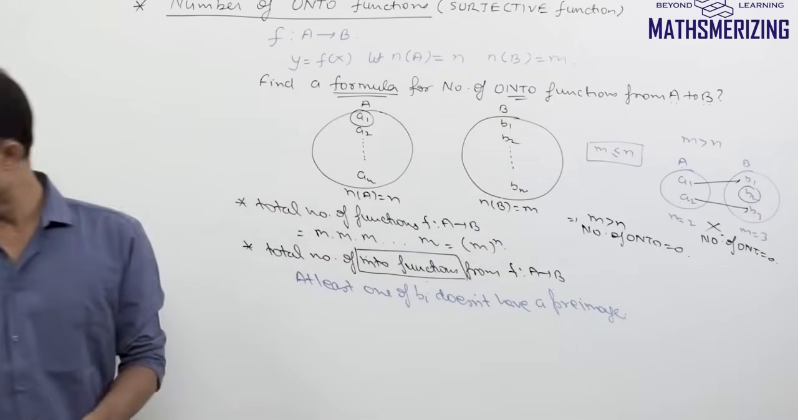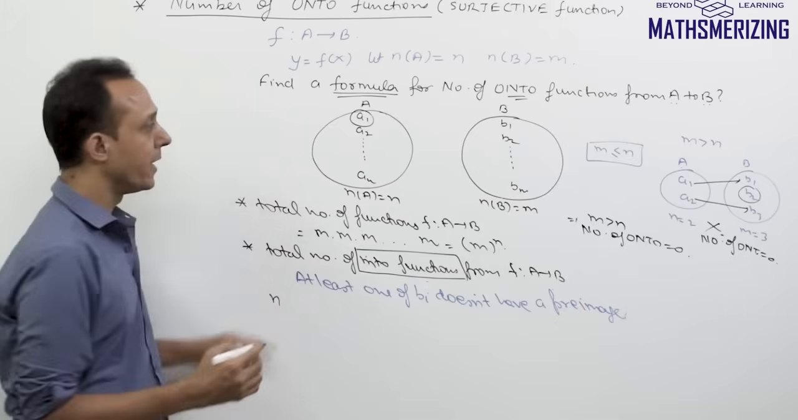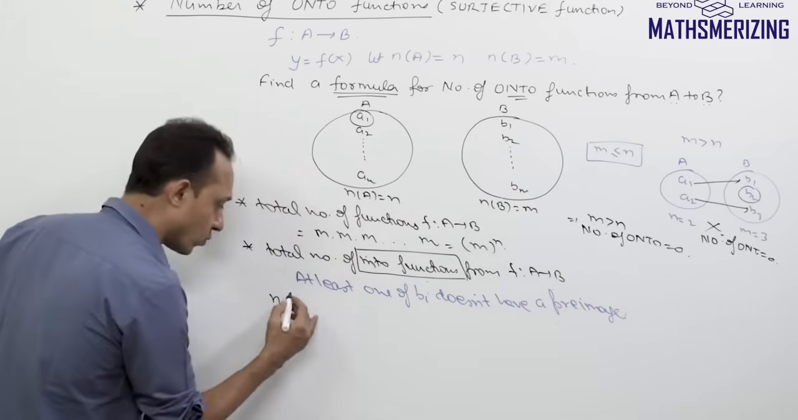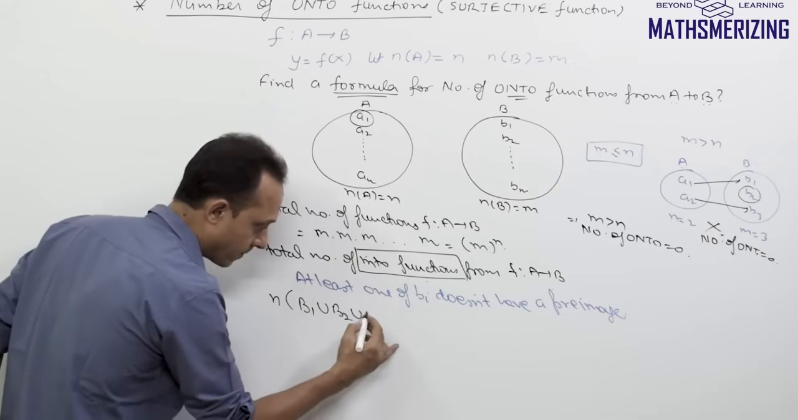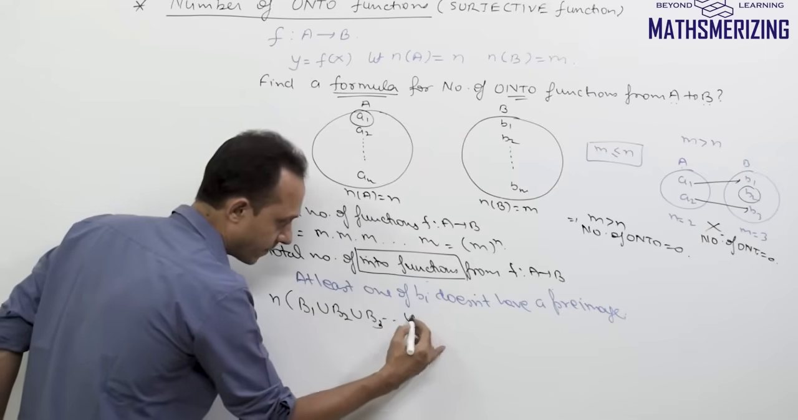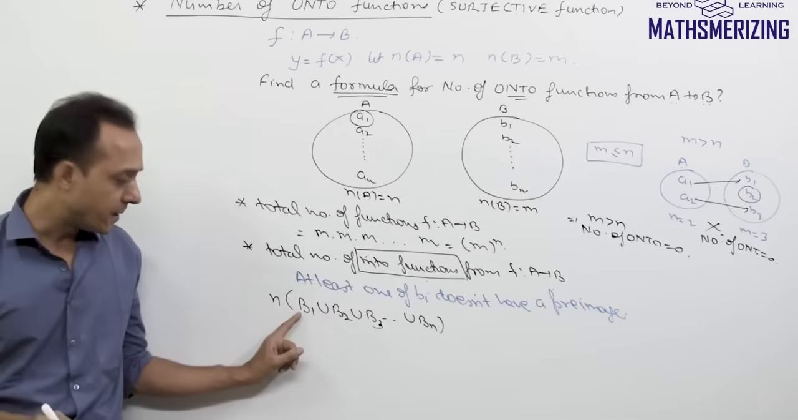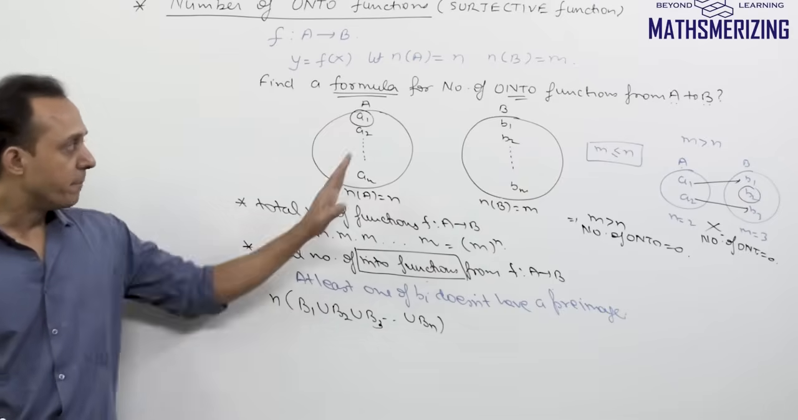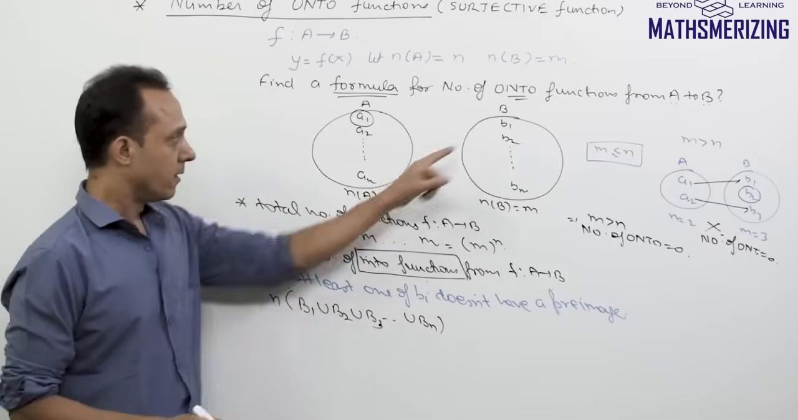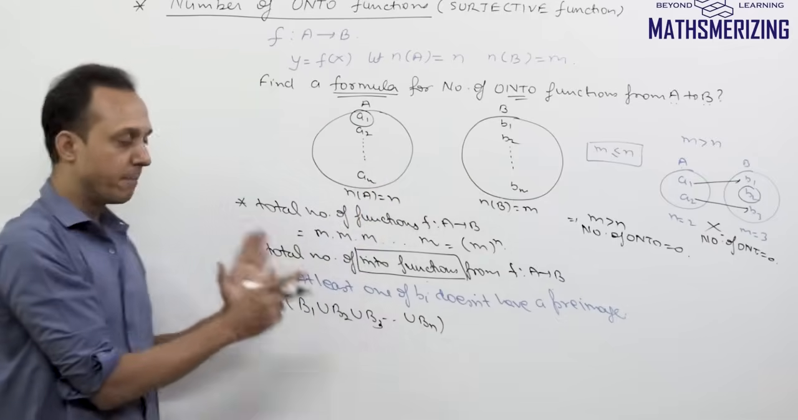Now how do I find that? So I'll say I need to find the number of functions defined from A to B so that at least one of B1, B2, B3 or Bm should be missing. So here when I say B1, it means the element B1 is missing. It doesn't have a pre-image. B2, element B2 doesn't have a pre-image. So at least one of these elements should not have a pre-image.